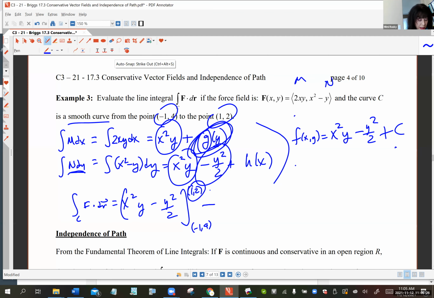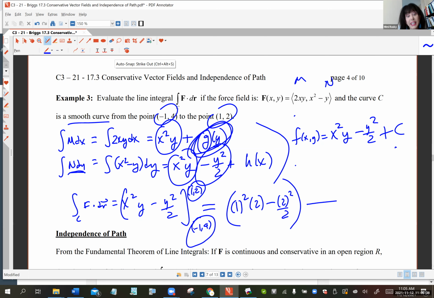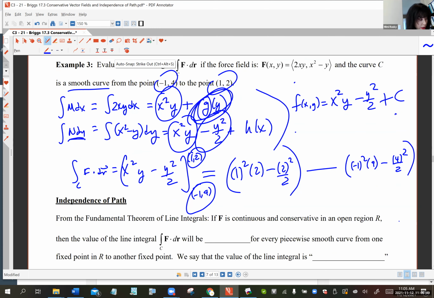So plug in the ending point first, which is (1, 2). So this is going to equal 1 squared times 2 minus 2 squared over 2. Minus, and then substitute in the beginning point. Negative 1 squared times 4 minus 4 squared over 2. Okay, and then do the arithmetic here. It's not my strong suit. What do we got here?